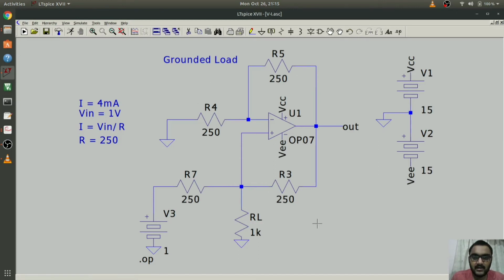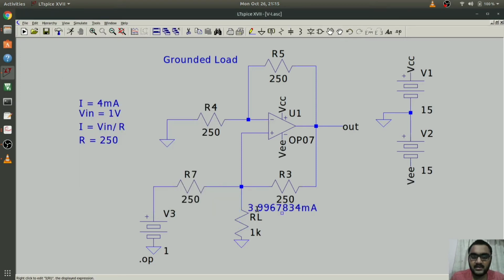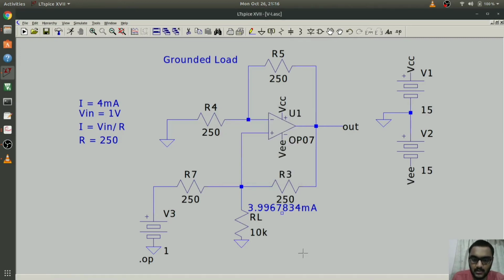Now let's run our schematic and check the value. Click on this point again, right click on this, delete the dollar and select IRL. Now as you can see here, the value of load current is equal to 3.99 milliamperes, which is approximately equal to 4 milliampere. So we achieved our load current. But now let's verify by increasing the value of load resistance. As you can observe here, the value of load current also changed with the value of our load resistance.